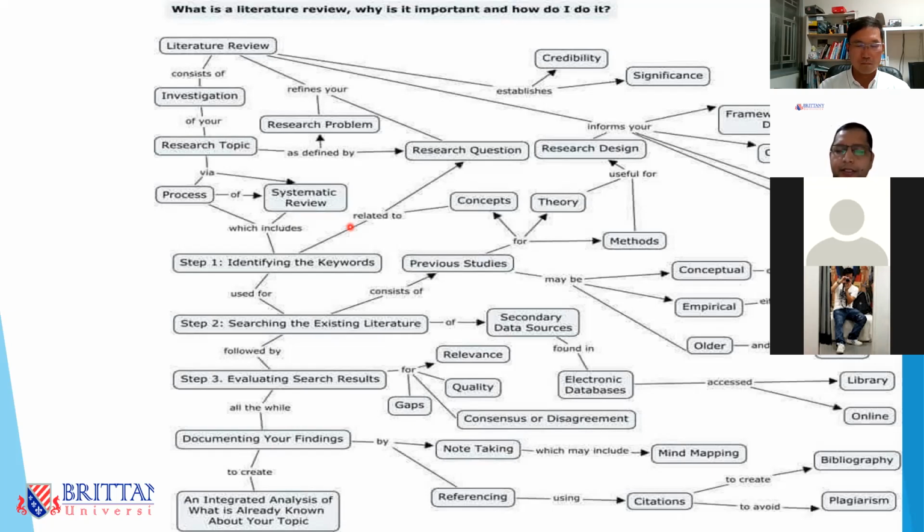So how to find this? Number one, identify your keyword and search the existing literature. Then you will find many journal articles. You will do an evaluation and make a short list. Then you will see what theories they have used. Is it still relevant? Do you want to use the same theory or a different theory? It's up to you, there is no hard and fast rule. Or do you want to make some changes to the existing theory?